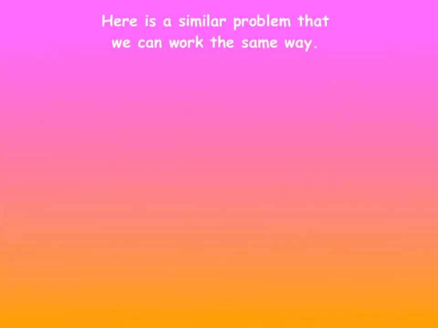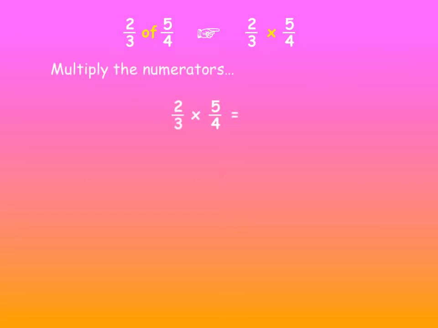Here's a similar problem that we can work the same way. 2/3 of 5/4, or in other words, 2/3 times 5/4. Well, first you multiply the numerators. 2 times 5 is 10. Then you multiply the denominators. 3 times 4 is 12.